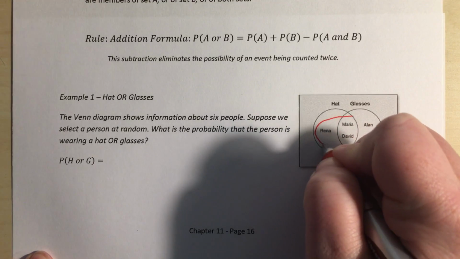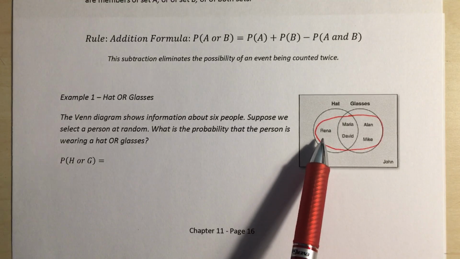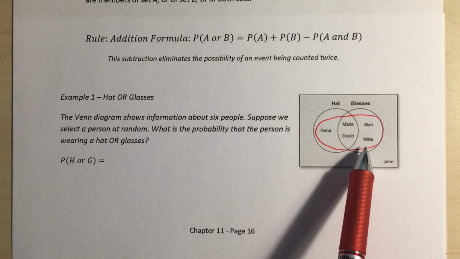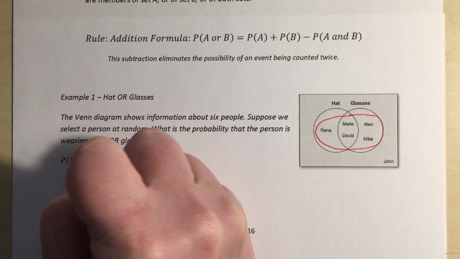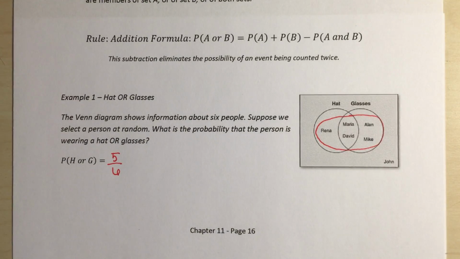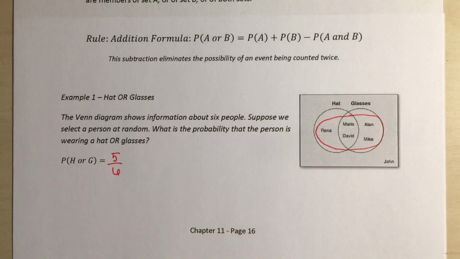It's the union. It could be anybody that we have in here: just wearing a hat, in the middle wearing both, just wearing glasses over here. In total, we have 5 out of 6 people. So our idea of "or," again, is similar to union. And then on the next page, we're going to come back and use this addition formula to help us go through and talk about some different problems.